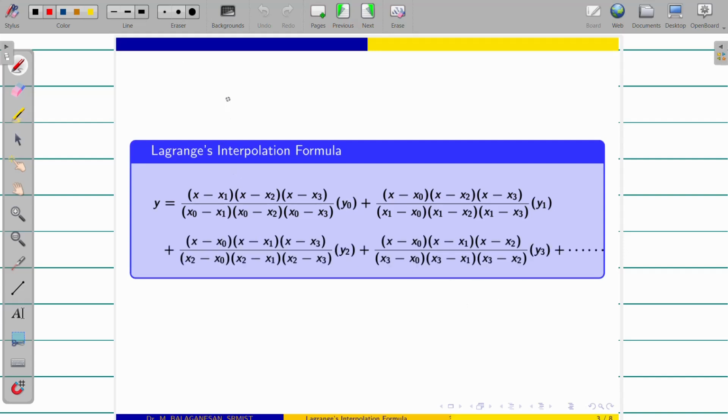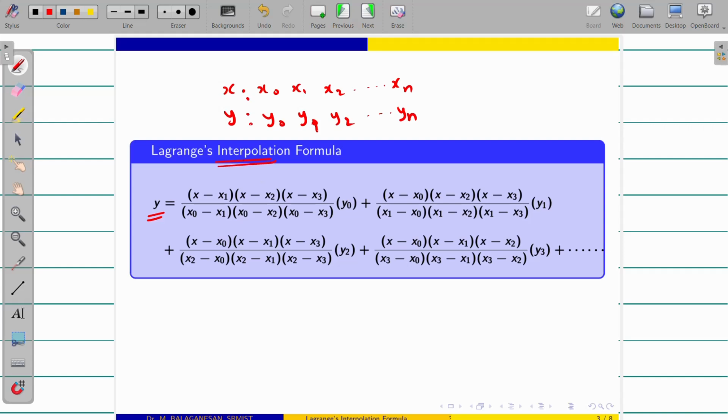So what will be here? X values are the known ones, y values are also known: x0, x1, x2, etc., x suffix n, y0, y1, y2, etc., y suffix n. For this data, we have to find the value of y. So we are going to use Lagrange's interpolation formula.